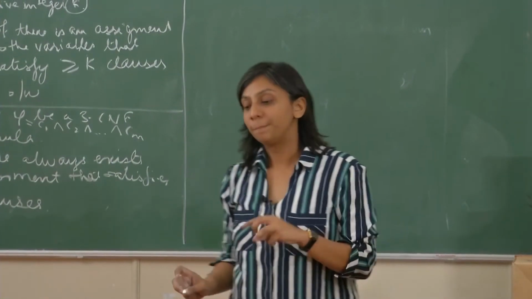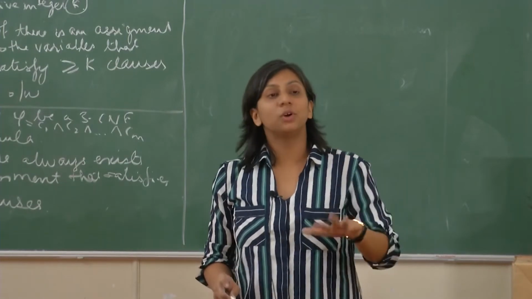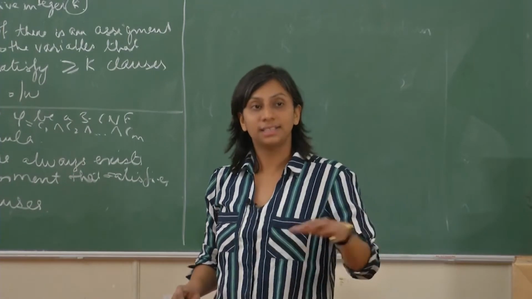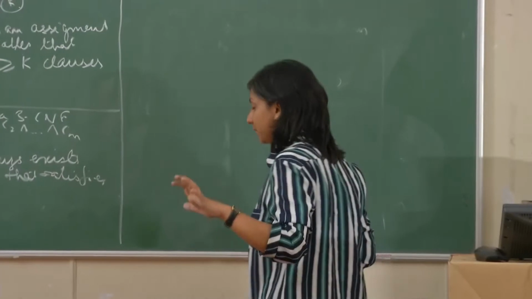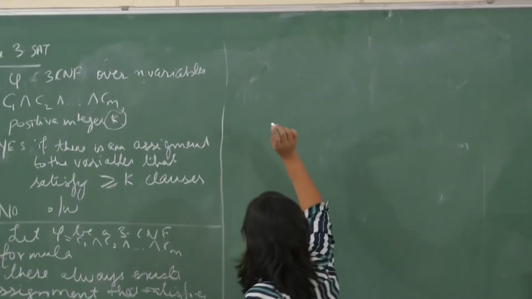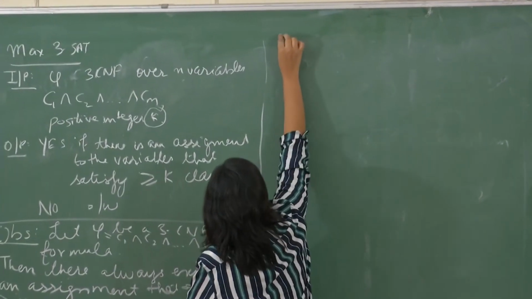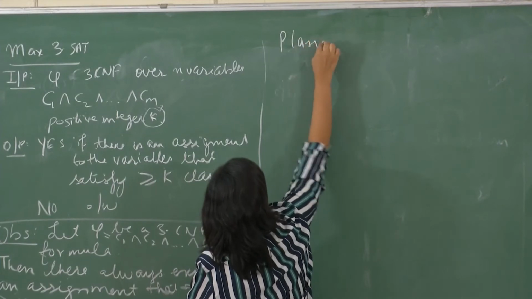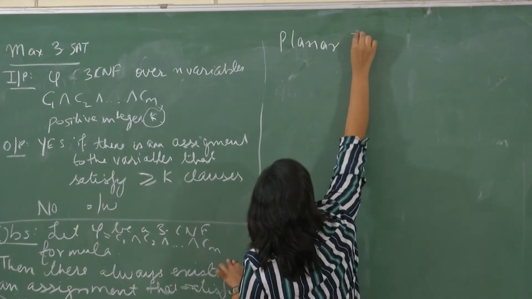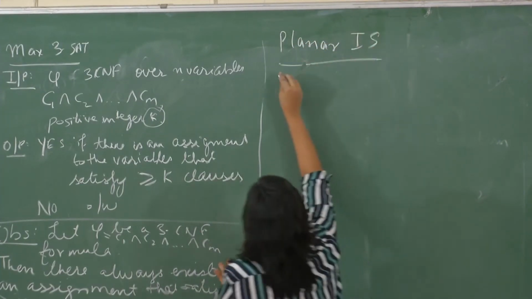We'll see some lower bounds in the last class, and let's see how much we will be able to cover there, but that's a fact. So what we are doing right now is looking at this problem called planar independent set. So what's an input?